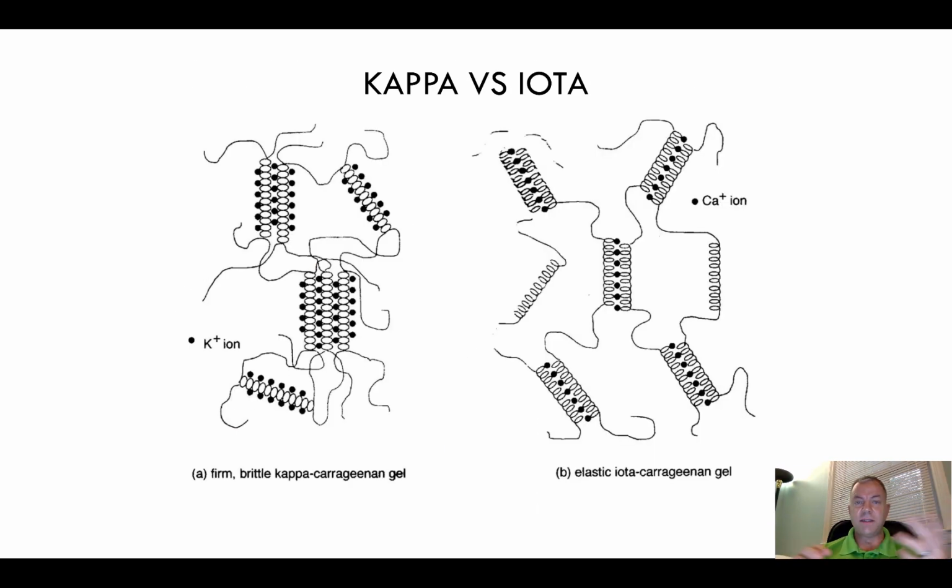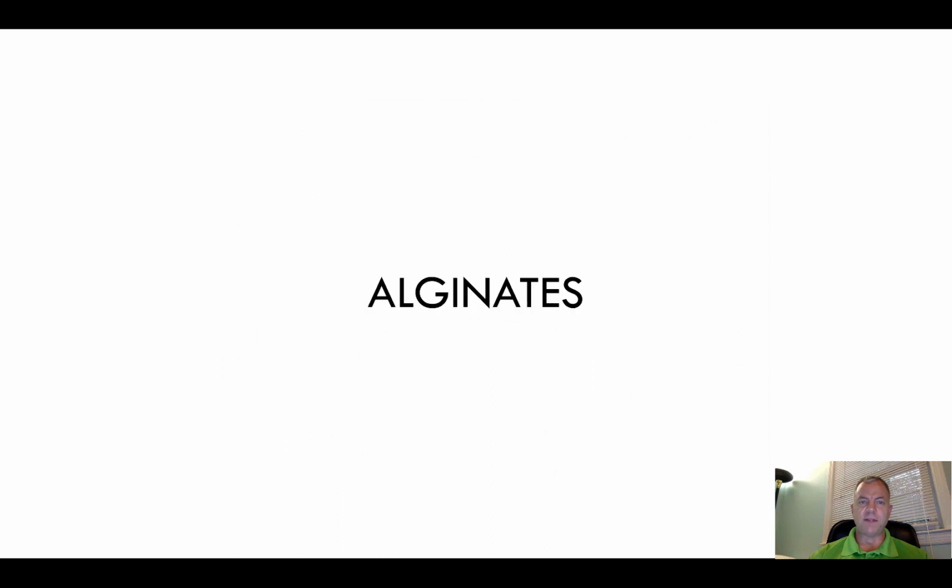So Kappa versus Iota Carrageenan. Kappa works with potassium as the ion that will help create a gel, and then Iota primarily works with calcium. So of course, calcium being divalent, calcium can actually make bridges using both of its charges, can make bridges across these helices, and so it produces a more elastic gel, whereas Kappa produces a more brittle type of gel.